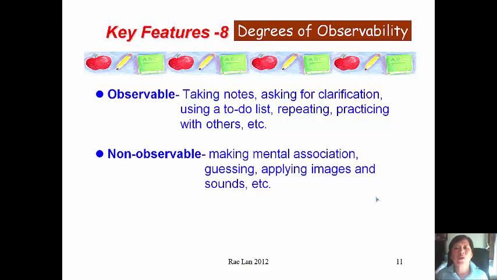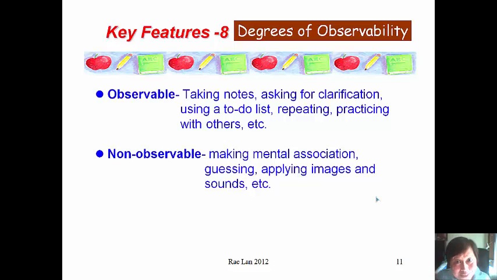All right. Additionally, we would also like to talk about the number 8 feature, which is that language learning strategy use involves certain degrees of observability. Now, what do we mean by that? Take a look at the words observe and observable, right? If it is a specific action we can see, of course, it is observable. Let's take a look at many of the strategies under different strategy categories. For example, taking notes, right? You can see me take notes, right? Asking for clarification. That's one compensation strategy, right?